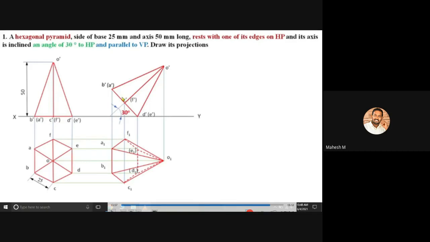Similar to this, you will be having a pentagonal pyramid. Okay, for a pentagonal pyramid, you will be having 5 slant edges and 5 triangular faces. But the remaining conditions are same. Okay, any doubts?